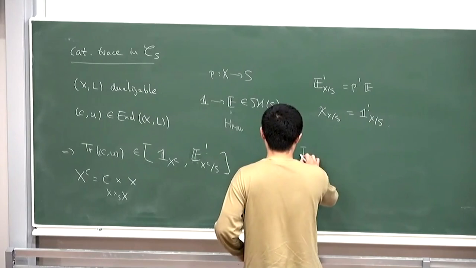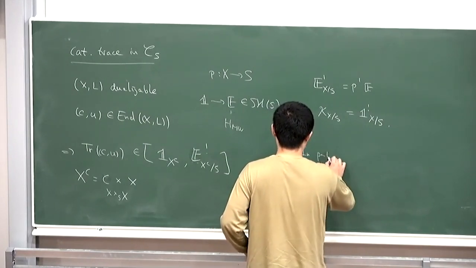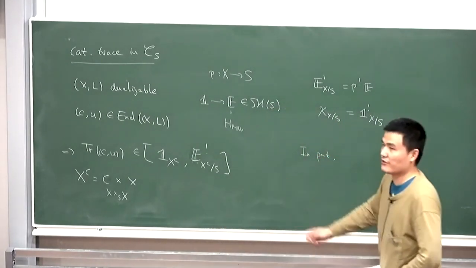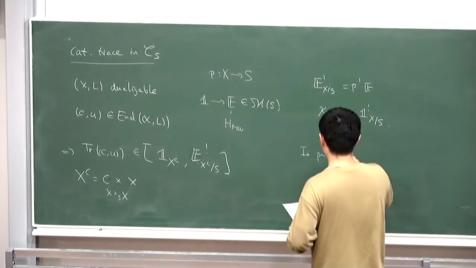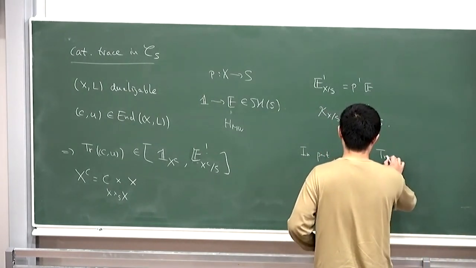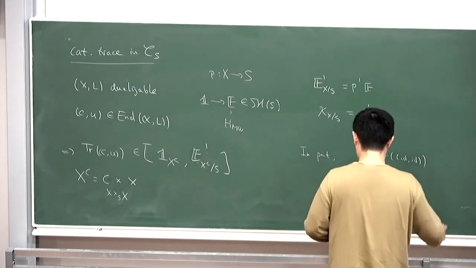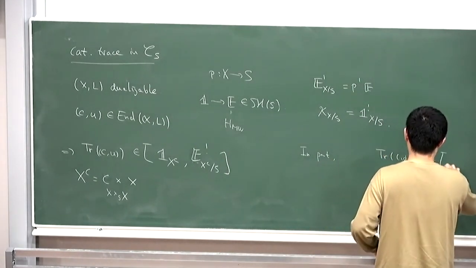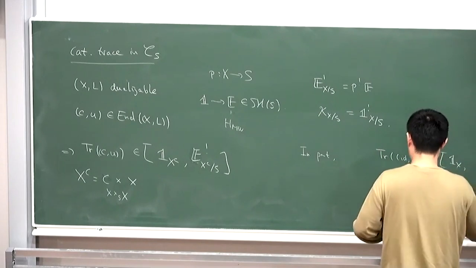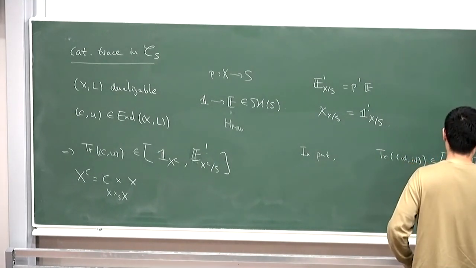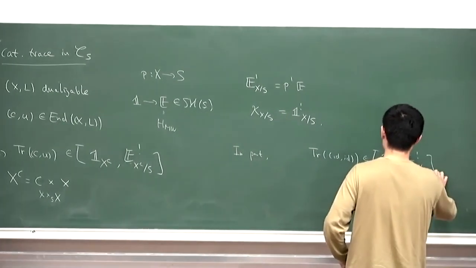And in particular, if you take the identity morphisms everywhere, you get the trace of identity. This lives in the unit of X to E prime of X over S.